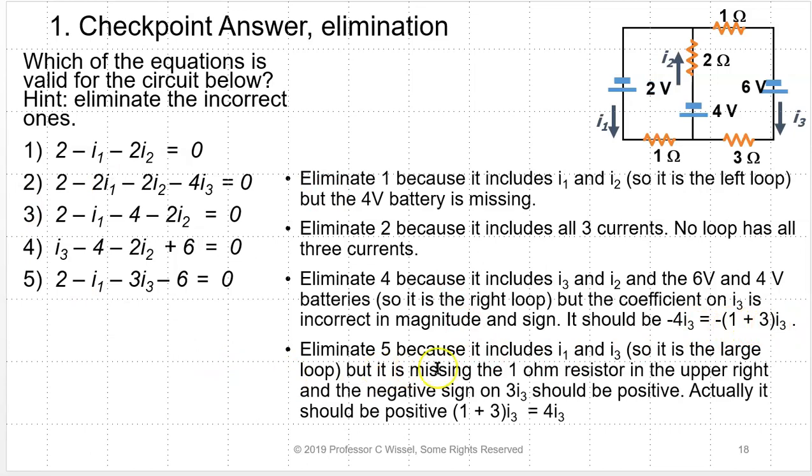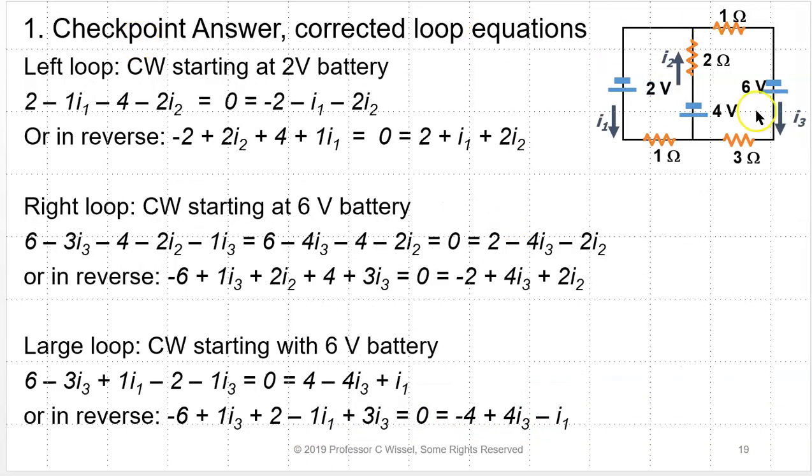I eliminated number 5 because it includes I1 and I3, so it's the large loop that is missing the 1 ohm resistor in the upper right-hand corner, and also the negative sign on I3 should be positive. Actually, it should be positive 1 plus 3, I3 equals 4I3, because you can condense these. Okay, so I decided to correct them all.